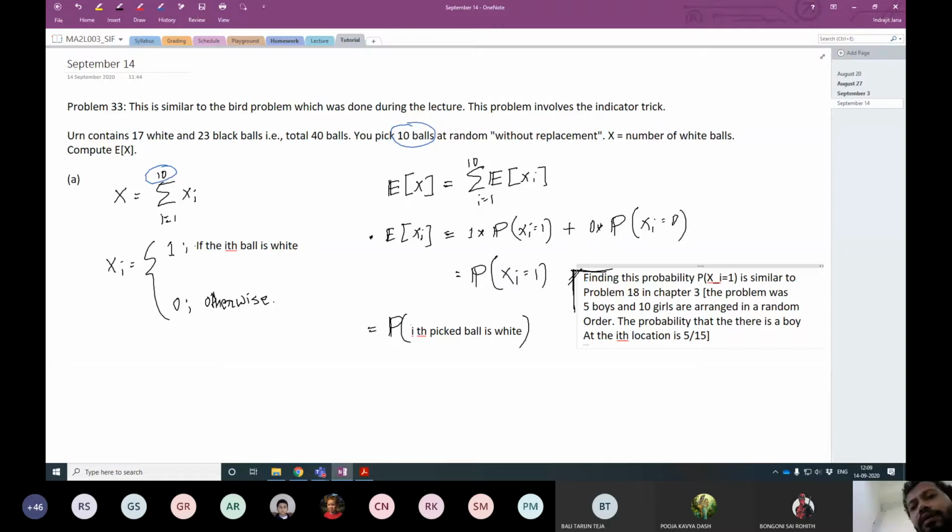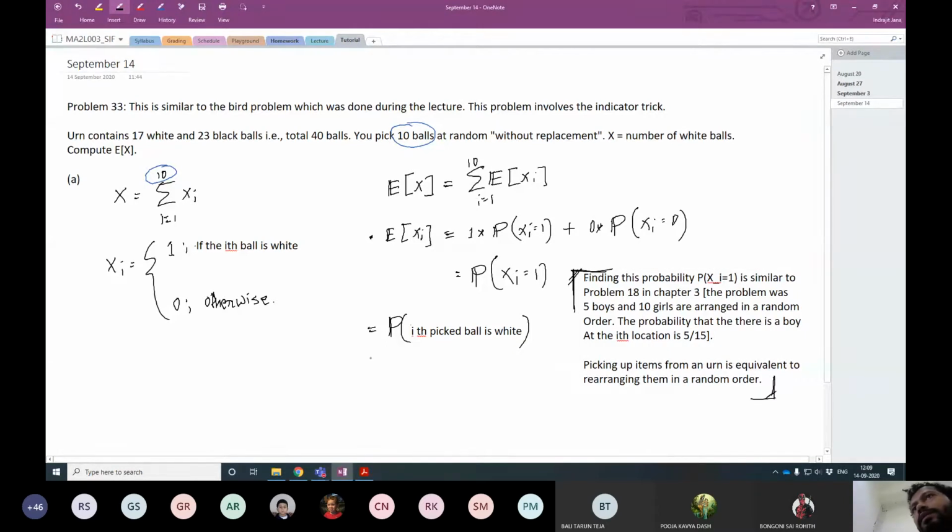picking items from an urn is equivalent to arranging them in a random order. So in that sense, if you're picking 10 balls from an urn, essentially that is like rearranging all 40 balls in a random order. And you're asking what is the probability that the ith location is a white ball. That probability is going to be simply 17 over 40.